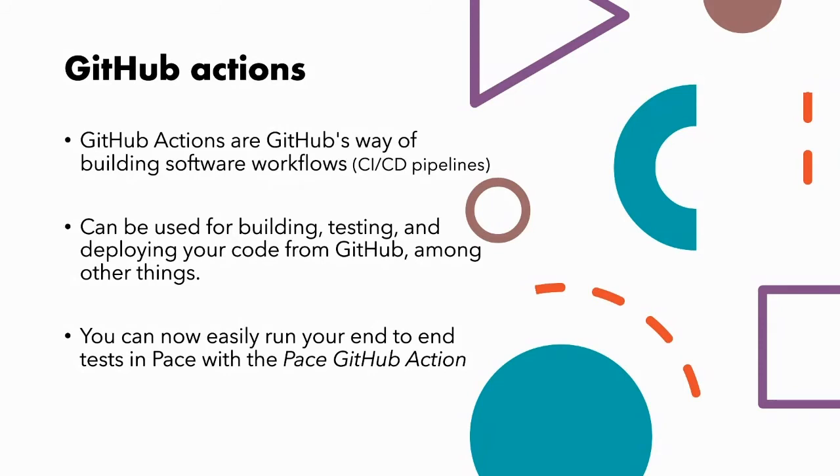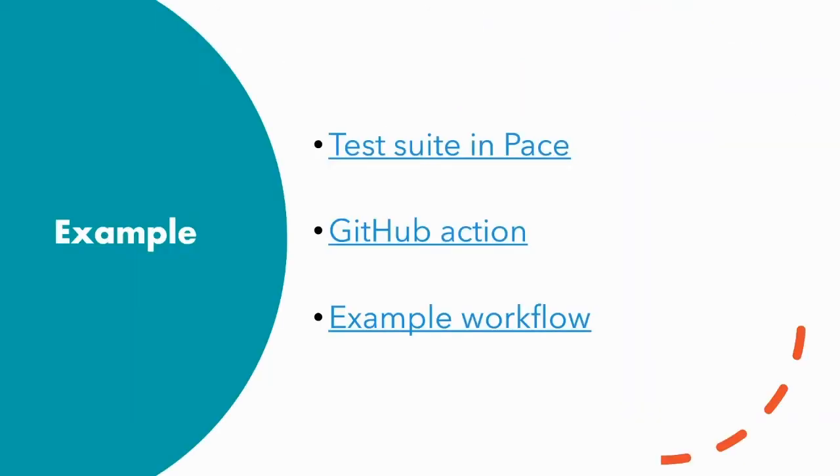And what you can now do is run your end-to-end tests in Pace directly from these workflows with our Pace GitHub action. Previously, you would have to use our API endpoints, but this action makes it a lot easier to do that. So let's look at a brief example of how to do that.